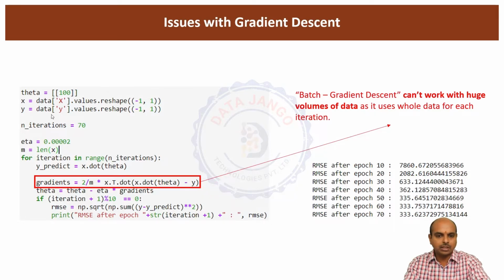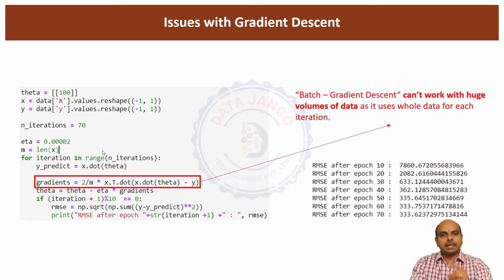So X is what? The whole data. If you have 1 record, 100 records or 1 billion records, it doesn't matter. While calculating the gradient, we are using the whole data here. And then we calculate the next theta, which is equal to the current theta minus eta into gradient. So this gradient is calculated on the whole data set, and then we find the next theta. How many times are we doing it? 70 times, 70 iterations or 70 epochs. We call them epochs in machine learning.